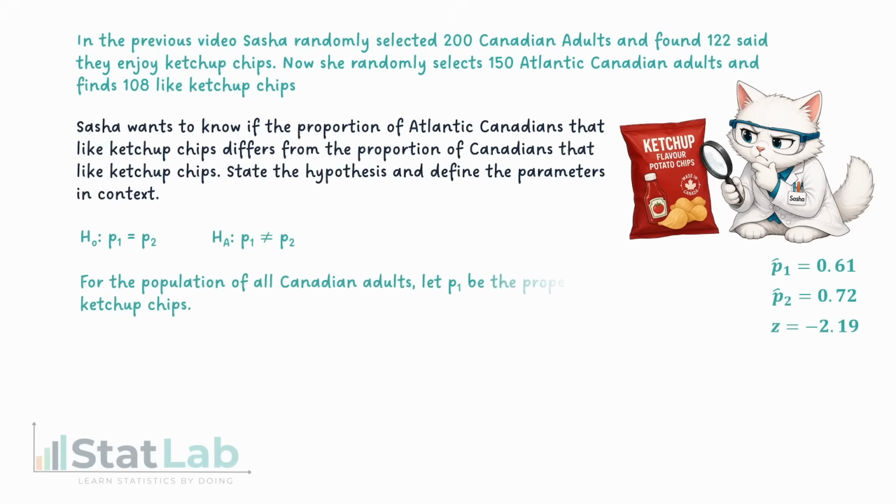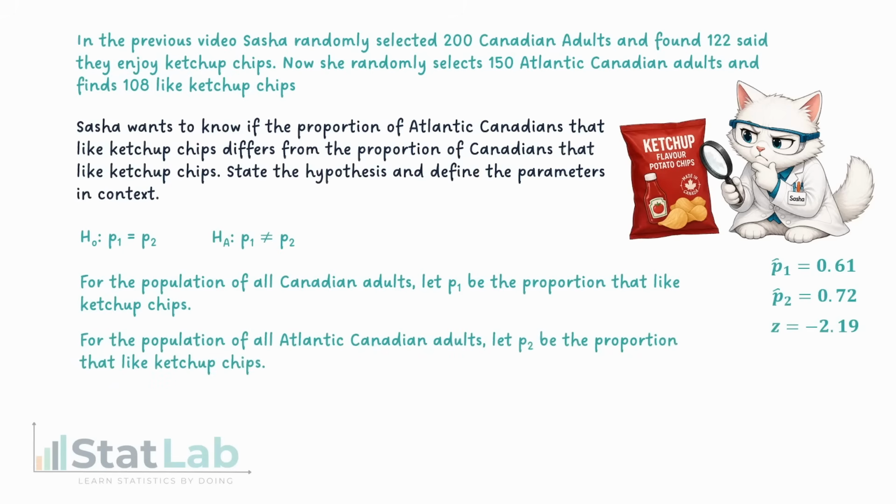So we must define both parameters. So for the population of all Canadian adults, let P1 be the proportion that like ketchup chips. And for the population of all Atlantic Canadian adults, let P2 be the proportion that like ketchup chips. So now we have this test statistic of minus 2.19.